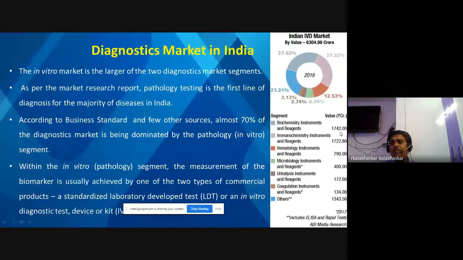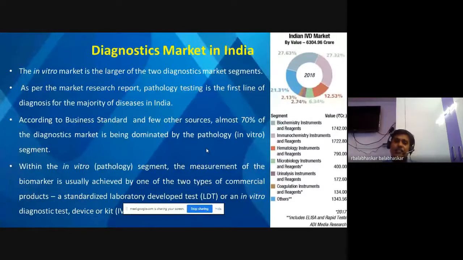They are going to have a market of around 1,742 crores, which is data we had collected in 2018. And you can find that the in vitro diagnostic market by default is coming close to 6,300 crores in 2018. No wonder it would have doubled by this time, seeing the market that is going to be there. And you can also see that 70% of the diagnostic market is dominated by the in vitro segment.